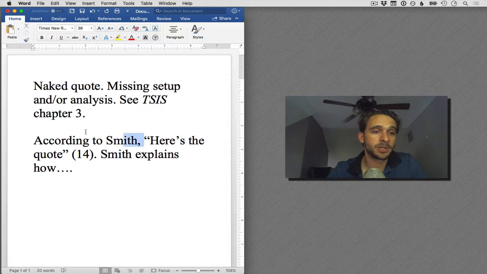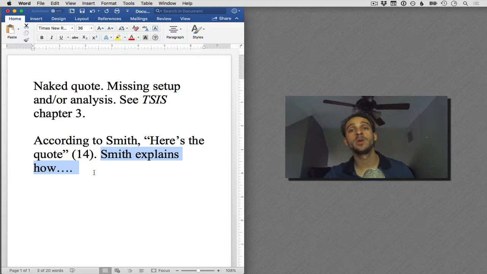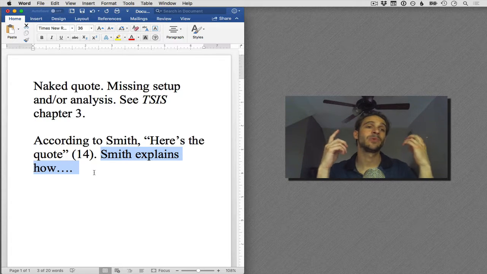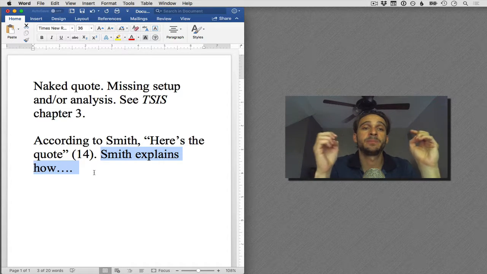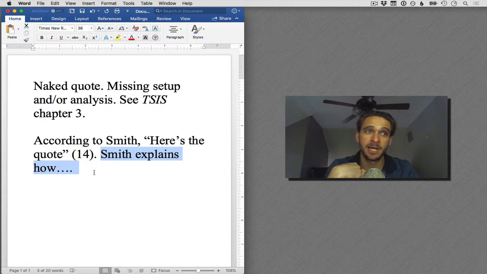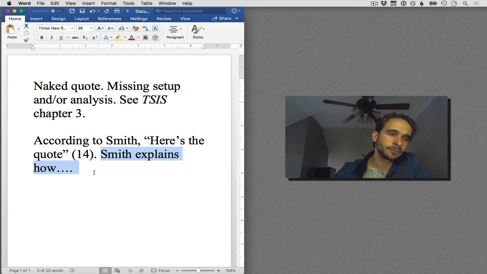First is the introduction or the setup of the quote, which is very easy. And then the more challenging part is explaining what the quote means, how it relates to your thesis statement, and what we should think about the quote according to you. Okay, so you need both of these components, and when you don't have them, you have naked quotes, quotes that are unaccompanied by setup or commentary. It is not your reader's job to figure out why you are making them read these quotes. It is your job to explain their significance.